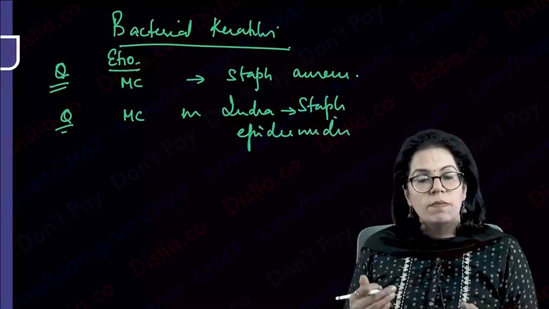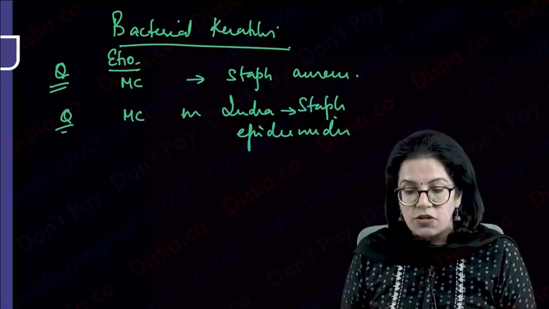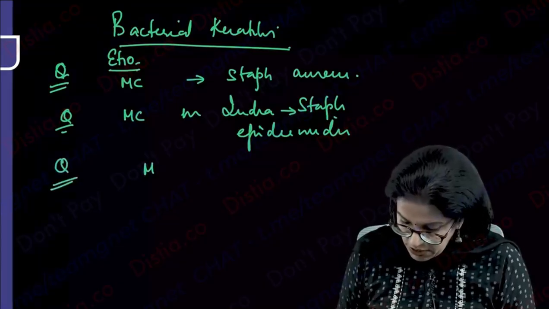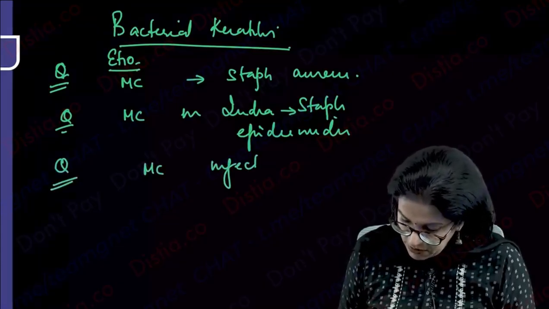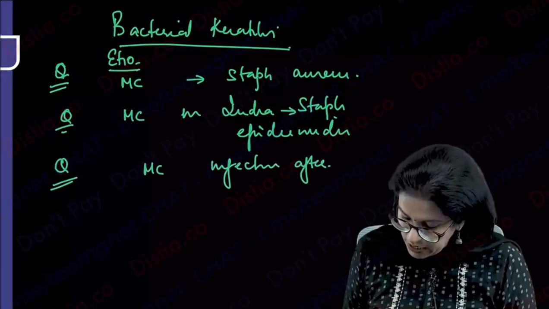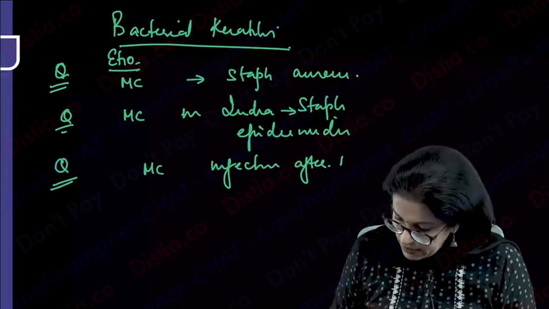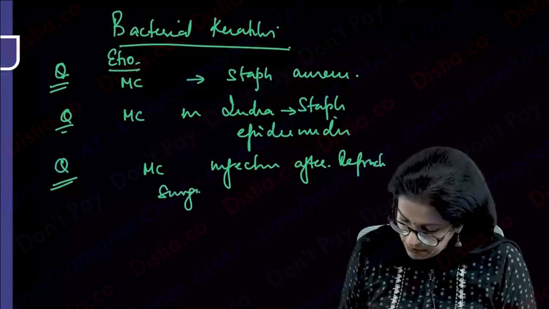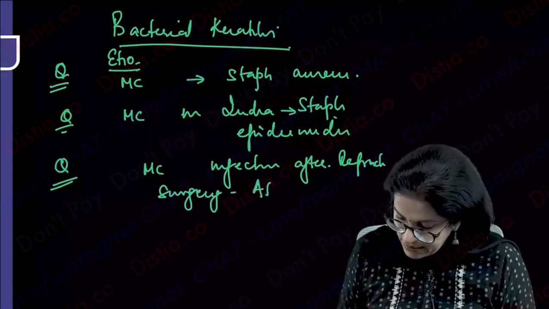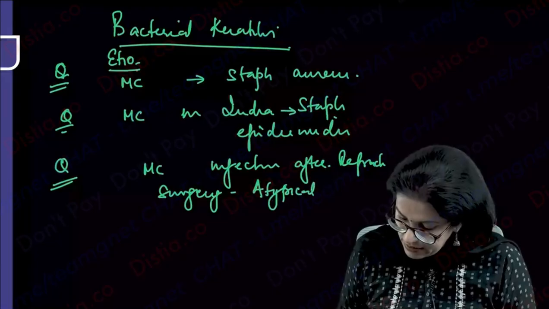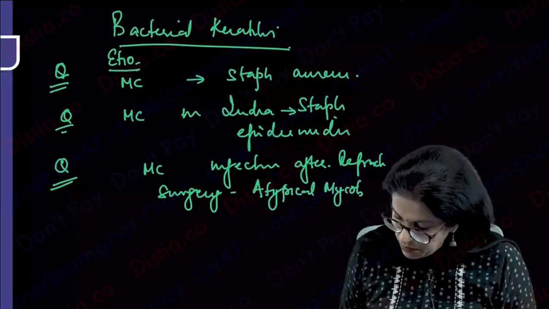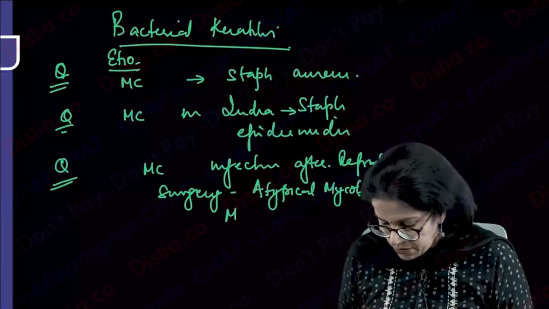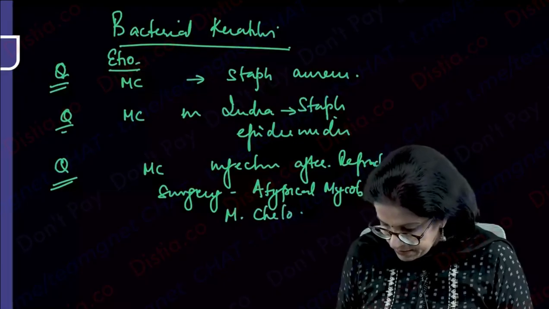Another thing, what is the most common bacteria after refractive surgery or after LASIK surgery? After LASIK surgery, the most common infection after this refractive surgery can be due to atypical mycobacterium. So write down, after refractive surgery, we will answer atypical mycobacterium. If you want to know the name, atypical mycobacterium, M. kelloni. Forget it, Mycobacterium kelloni.